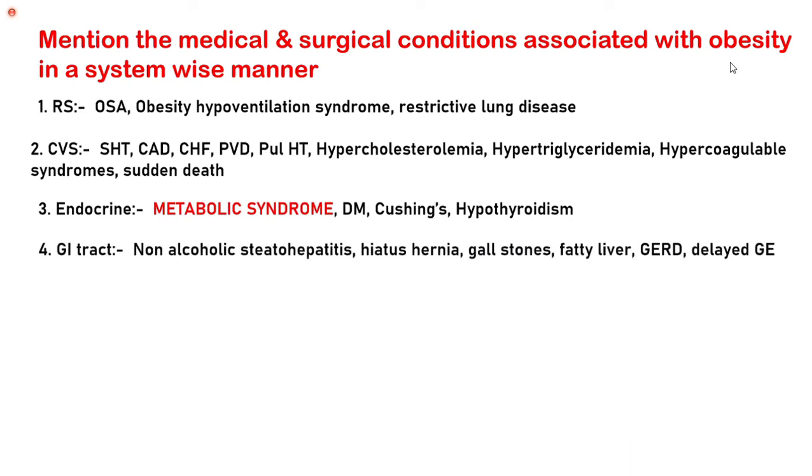The GI tract, they can have non-alcoholic steatohepatitis. Hiatus hernias are very common. They can have gallstones and fatty liver, GERD, delayed gastric emptying. All these things are very common. That's why we have to always give all the obese patients anti-aspiration prophylaxis. And musculoskeletal, they can have osteoarthritis, backache, and inguinal hernia and joint pain.